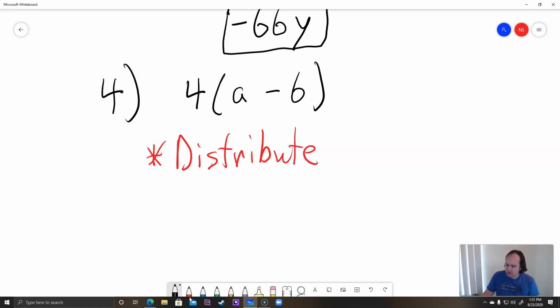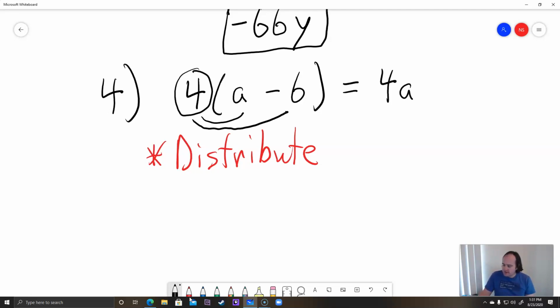Okay, and what are we distributing here? We're distributing the 4 to each term. So we're distributing the 4 to the a, and also to the negative 6. Okay, so what's that going to give us? Well, 4 times a is just 4a. Can't change that. And then 4 times negative 6 is negative 24. So that's going to give us 4a minus 24.